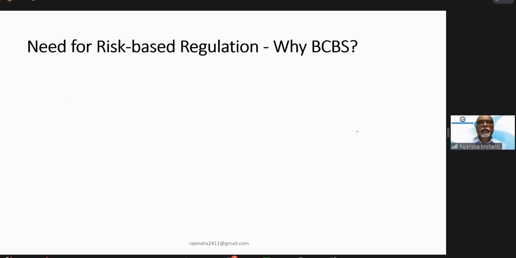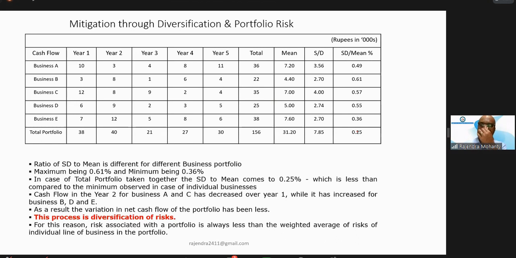Okay. So diversification, it is clear. There is no problem. This process is called diversification of risk.